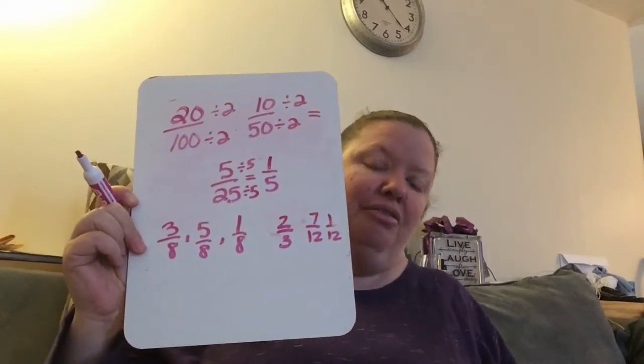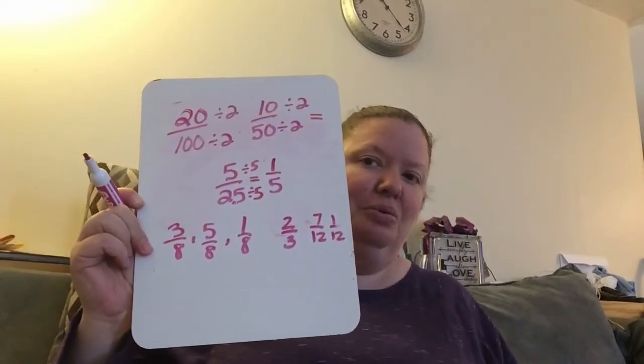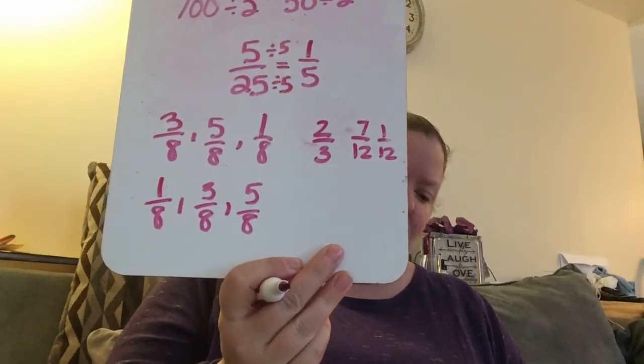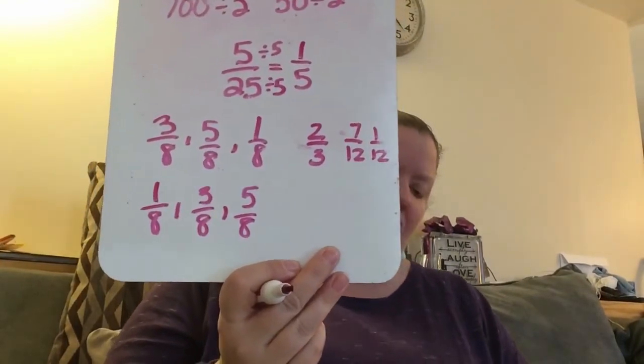So when they all three have the same denominator, that's super easy. You just order the numerators. So this one is from least to greatest, so it'd be 1/8, 3/8, and then 5/8.